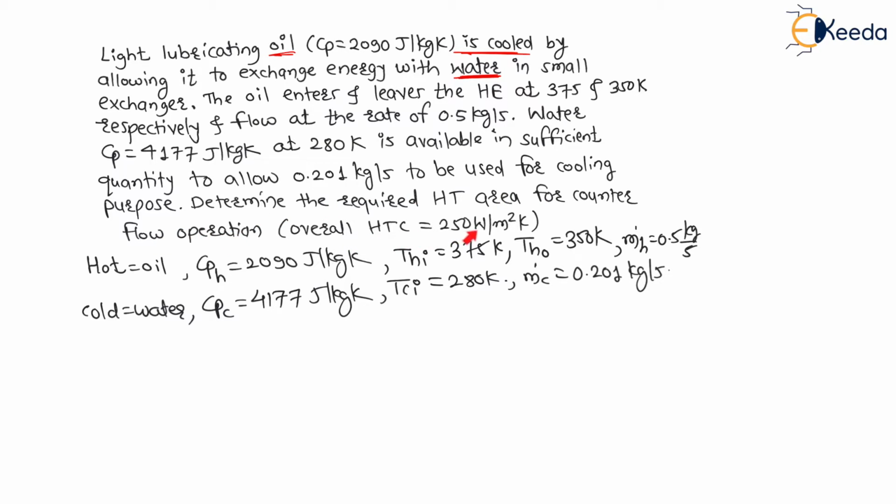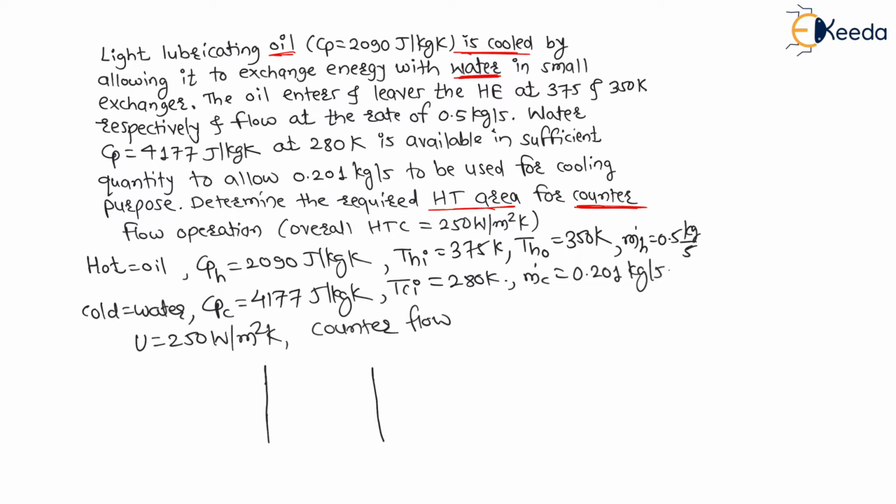Overall heat transfer coefficient is 250 watt per meter square Kelvin. Here U is given as 250 watt per meter square Kelvin, and they have asked to determine the heat transfer area. We have to find heat transfer area for counterflow arrangement. So my dear students, here the flow is counterflow. So let us draw the temperature profile for counterflow arrangement.